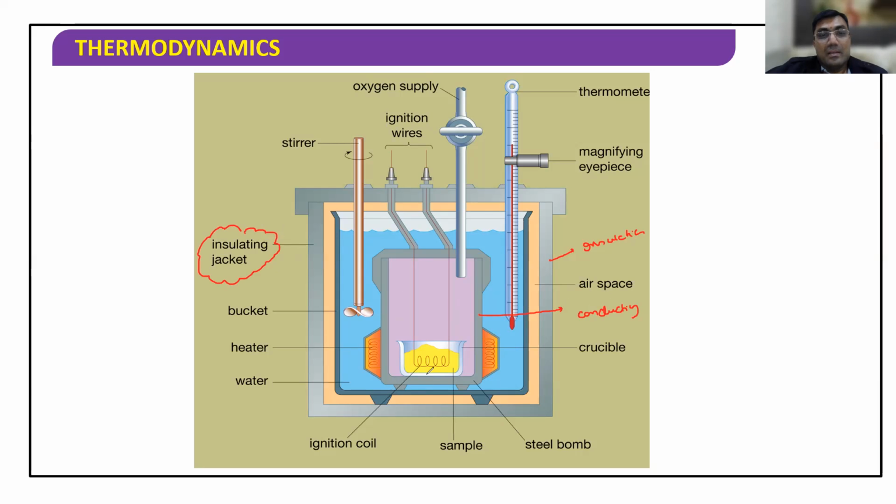Here, this crucible is called the bomb. We say this as the bomb. In that, the substance is kept. Can you see the yellow one? This is the substance. Now these are connected: these wires, magnesium wires, the ignition wires, are connected here to the substance.